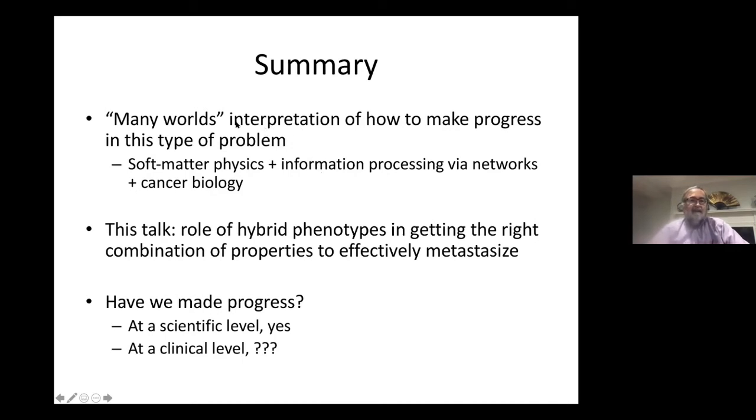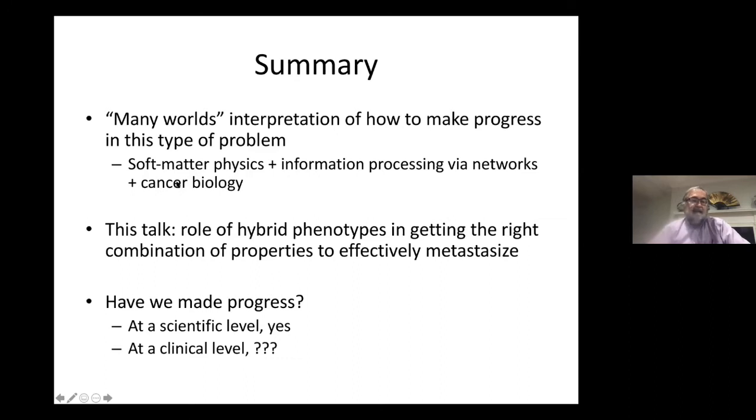And this has required what I think of as a many worlds interpretation of how to make progress. We needed to combine ideas from soft matter physics, cell motility, active matter, which is a very lively field of endeavor, with many interesting papers on all sorts of different aspects of this. There's a totally separate field, information processing via biological networks: how genetic networks take signals from the outside and make cell fate decisions based on those networks, and how all the physiological aspects of the cells are coupled together to enable those new phenotypes to thrive.